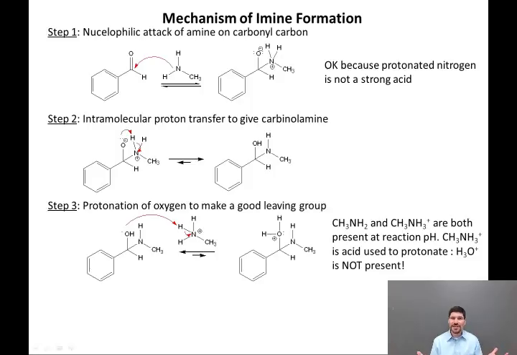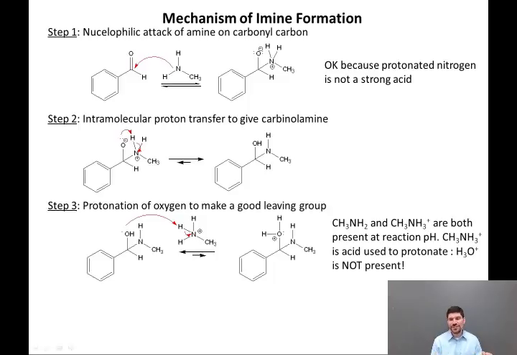Okay, so what we hopefully established in the previous video is that the reaction is carried out at a pH approximately between 4 and 6. Those are the ideal pH ranges for this reaction. So at the reaction pH, CH3NH2, the basic form, and CH3NH3+, the acidic form, are both present. In fact, there will probably be more CH3NH3+ than neutral CH3NH2 present at this pH.